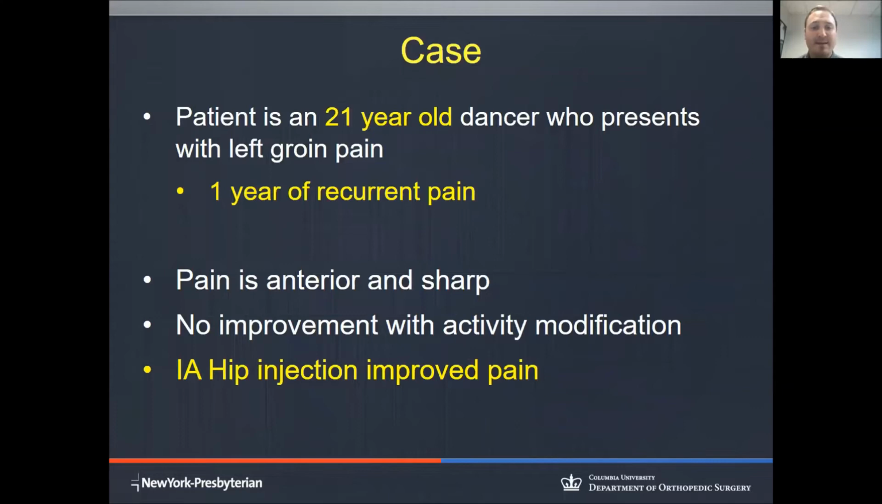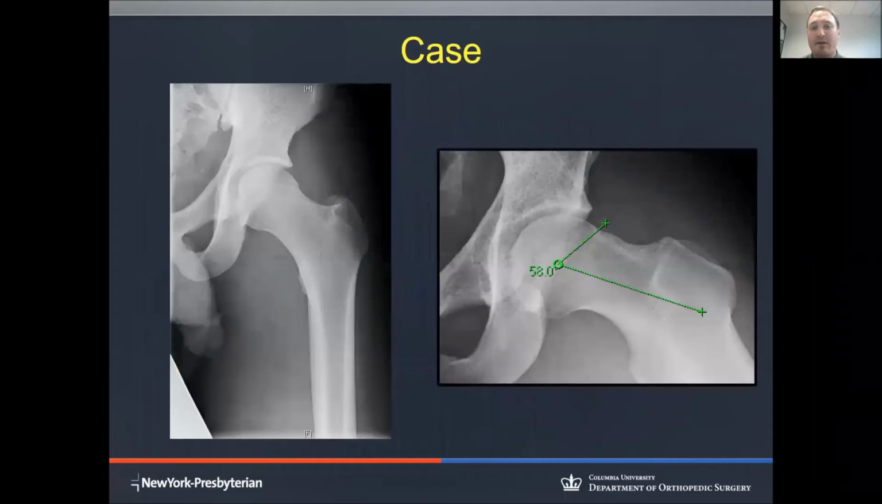The pain was present about the anterior aspect and was sharp, but she was not having any improvement of her symptoms with activity modification, and she did have an intra-articular injection that gave her significant pain relief. As you can see here on these plain radiographs, the one on your right, you can see the CAM lesion in this particular athlete. There are no signs of dysplasia present, and that's important because a lot of times in these dance athletes, dysplasia is quite frequent, and is something that is not amenable to fixation with arthroscopic treatment alone.